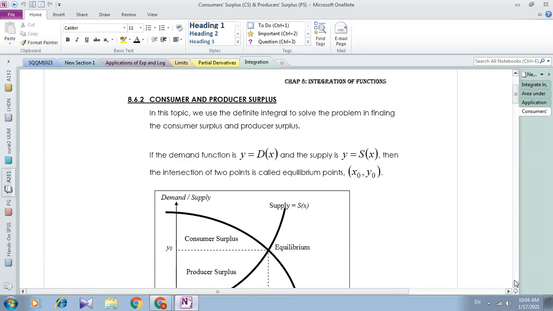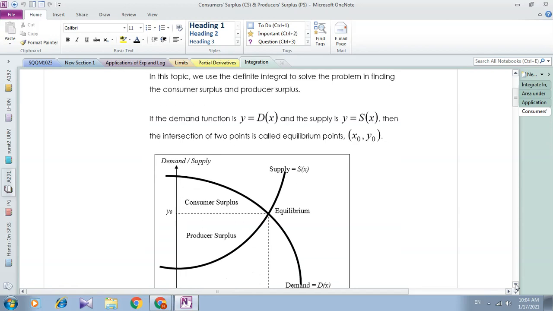Okay, so first, let's look at how we can apply integral to calculate consumer surplus.